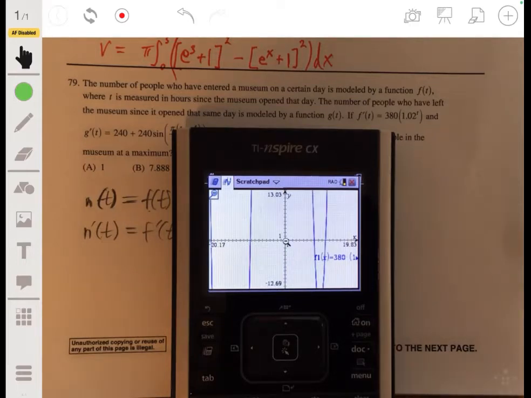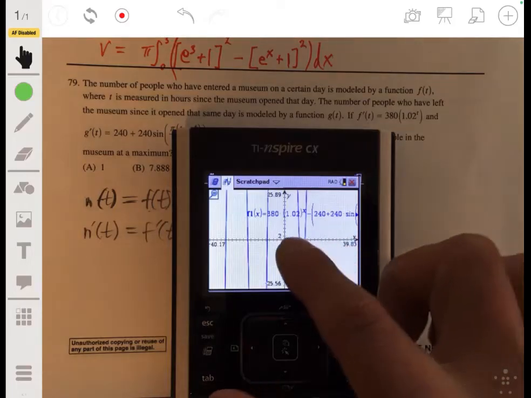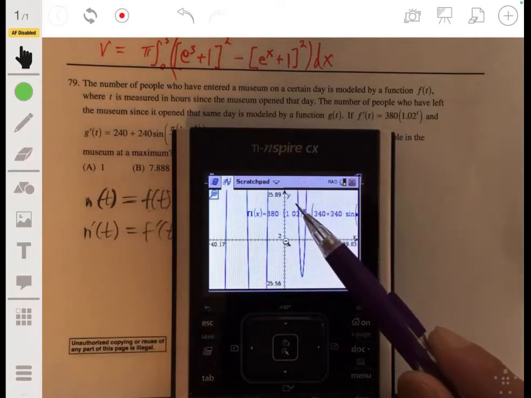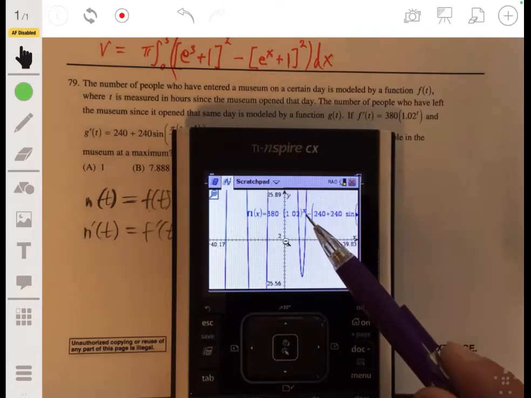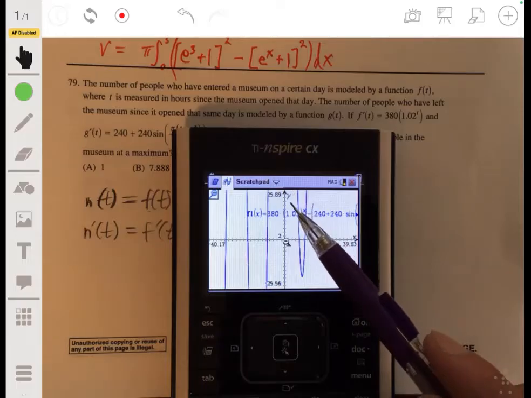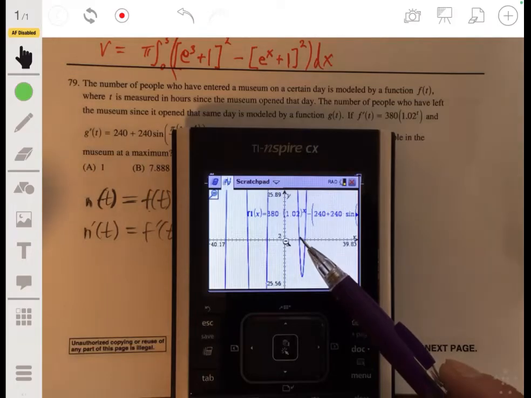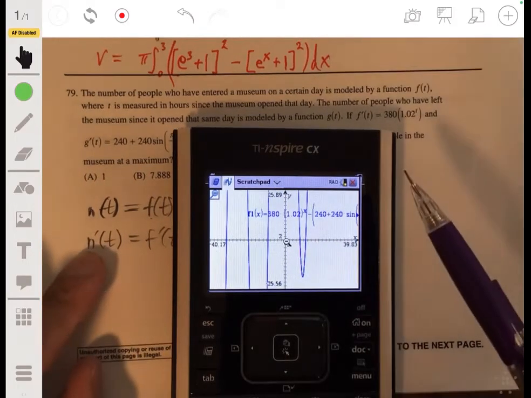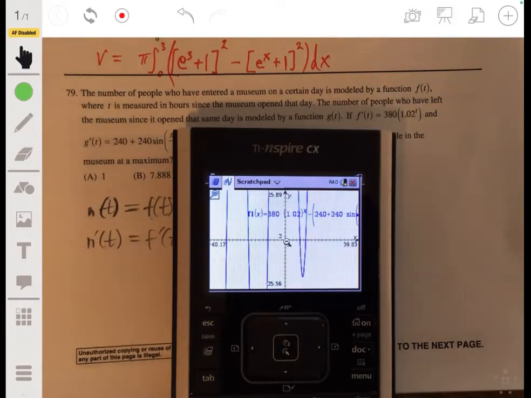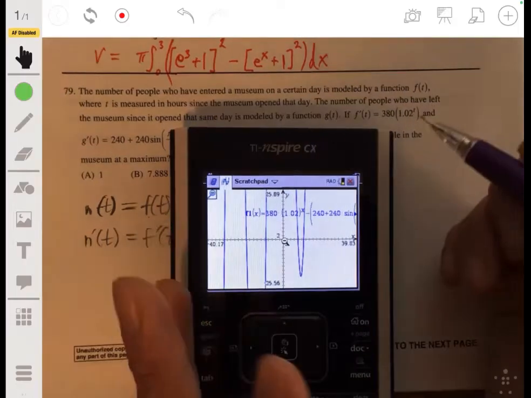Okay, so this is showing n prime of t. This is showing how the number of people in the museum is changing. So you can see that it's increasing all the way up to this point, because essentially, if we're studying the graph of n prime of t, then the number of people in the museum will continue to increase as long as n prime of t is positive.